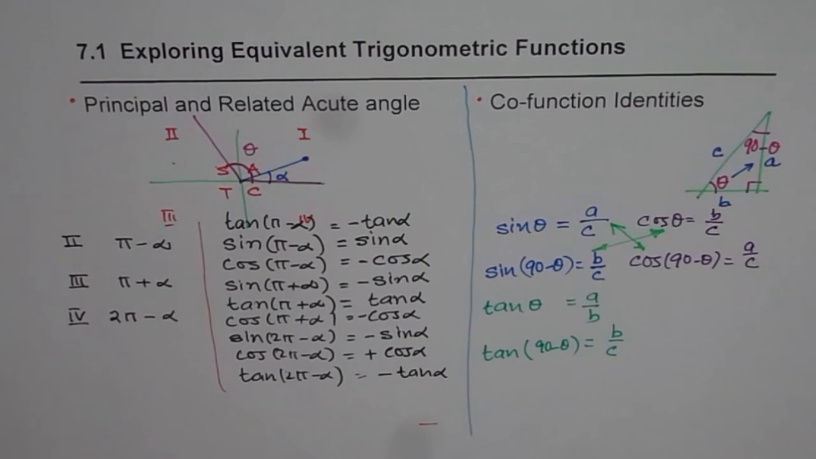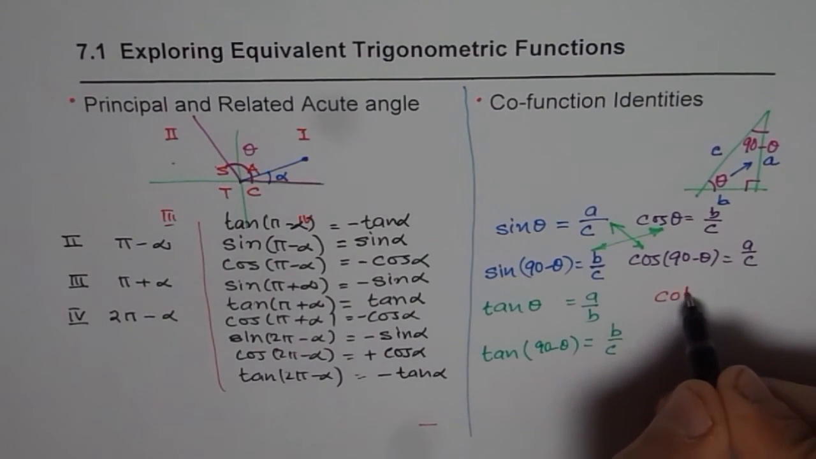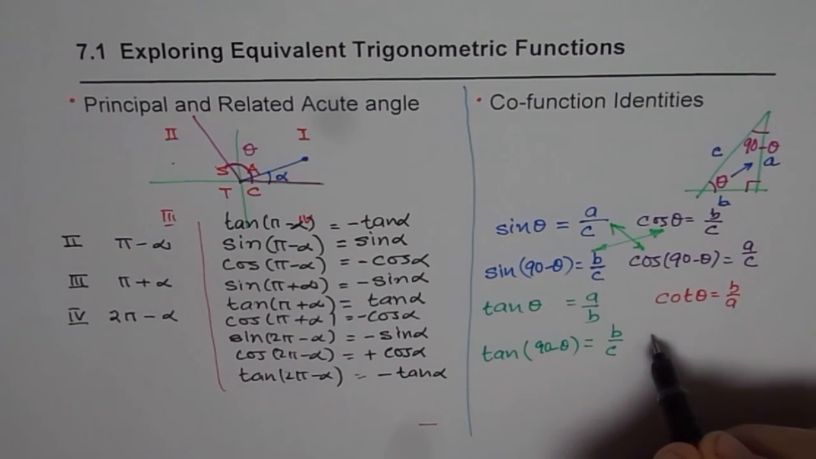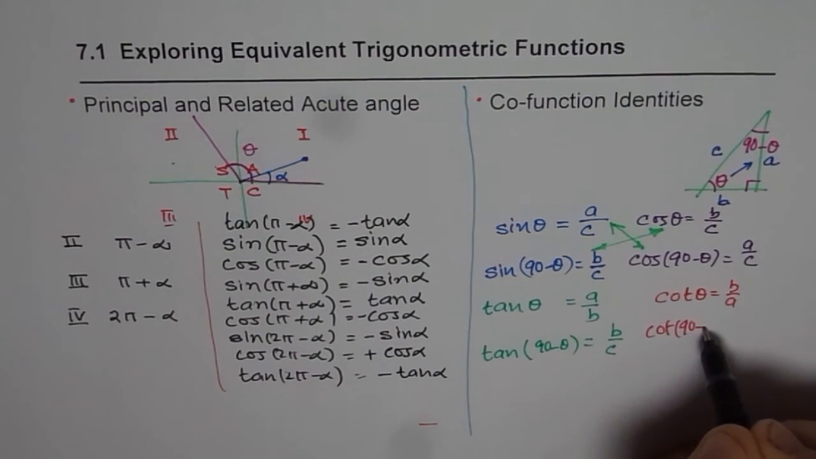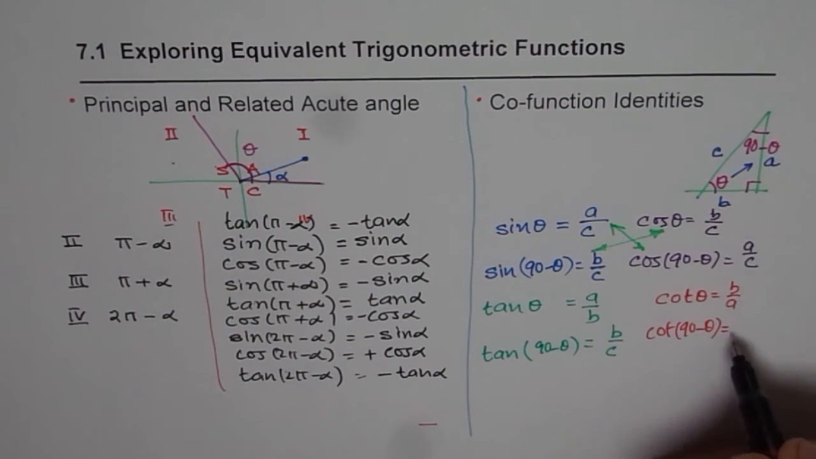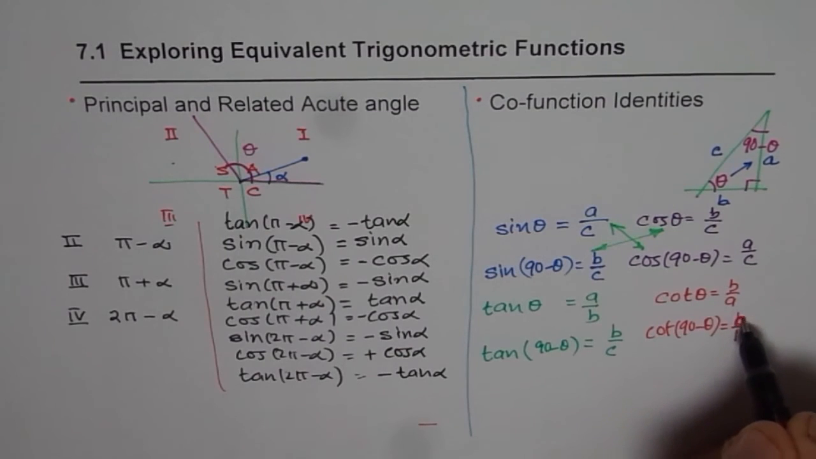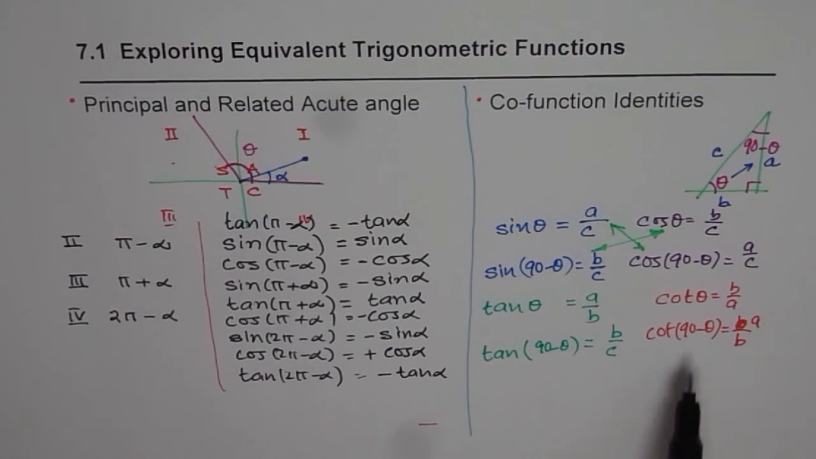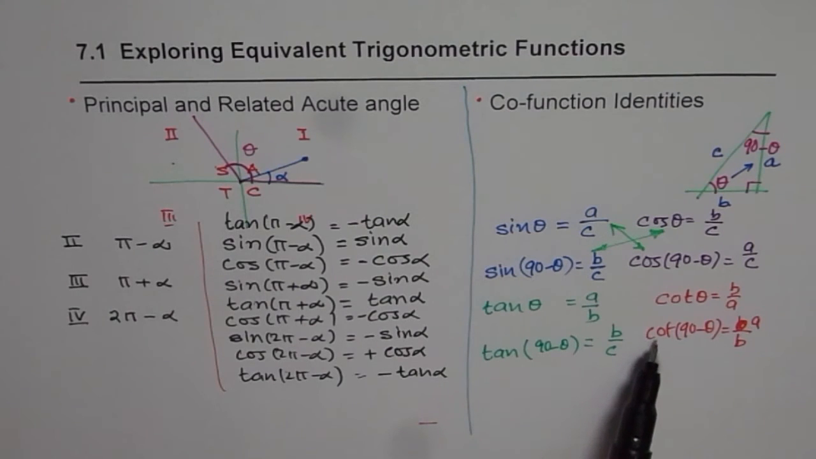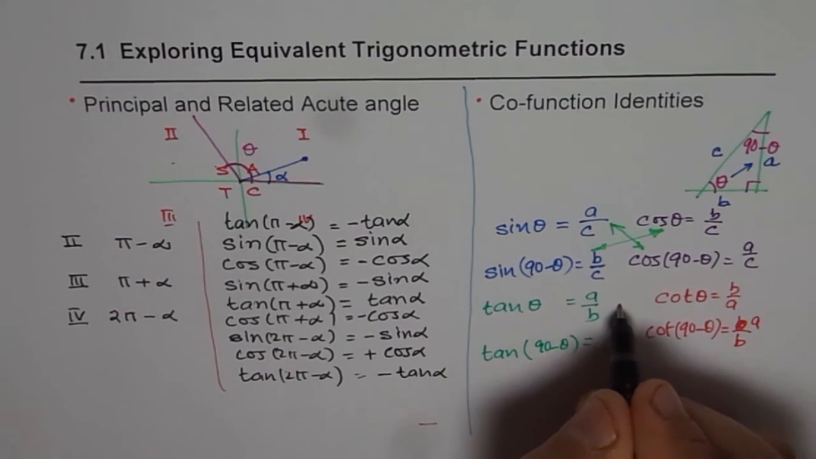Now let's relate it with its cofunction. The cofunction for tan is cotangent, right? It's cot. So cot of theta is B over A, and cot of 90 minus theta is, if you see from that side, A over B. So you can see here also, tan theta has a cofunction identity, cotangent of 90 minus theta. Do you see that relation?